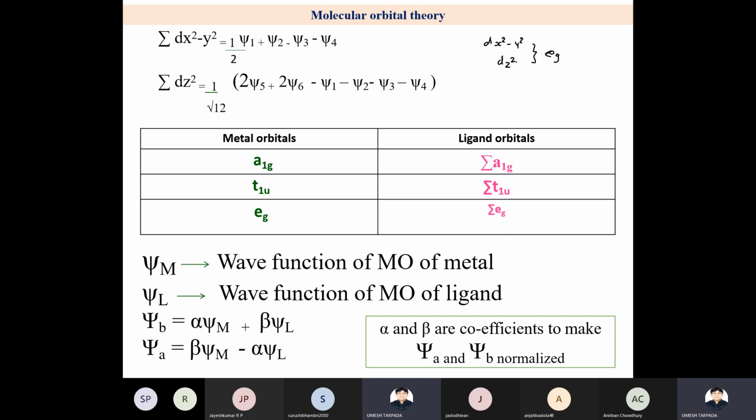Okay, so dx square minus y square is transformed as 1 by 2 (sigma 1 plus sigma 2 minus sigma 3 minus sigma 4). आप ऐसे भी लिख सकते हो 1 by 2 (sigma 1 minus sigma 2 plus sigma 3 minus sigma 4). And जो आपकी dz square है, you are getting wave function for z square as 2 sigma 5 plus 2 sigma 6 minus sigma 1 minus sigma 2 minus sigma 3 minus sigma 4, with 1 upon root 12. So this is the corresponding combination.